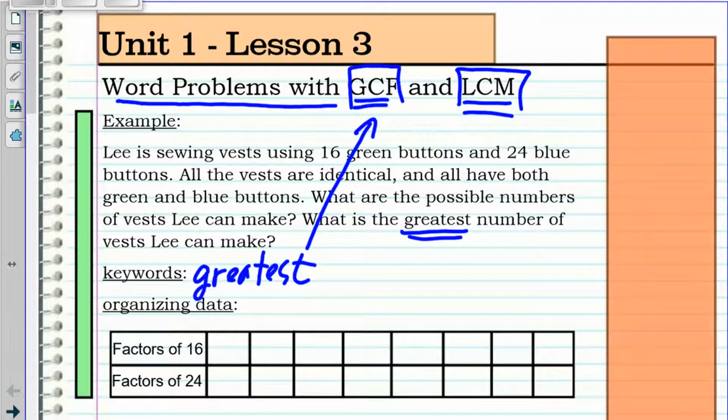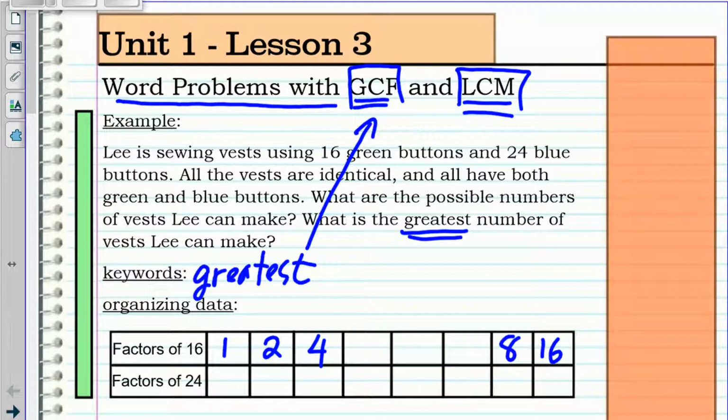Well, we need to list out the factors of 16. So we got 1 and 16. I'm going to write it like this, because sometimes we just don't know how many factors there are for each of these numbers until we write it out. So 2 times 8. How about 3? Nope. How about 4? Yep, 4 times 4. So I'm just going to list 4 once. What else? 5, nope. 6, nope. 7, nope. 8 is 2 times 8, so we got that already.